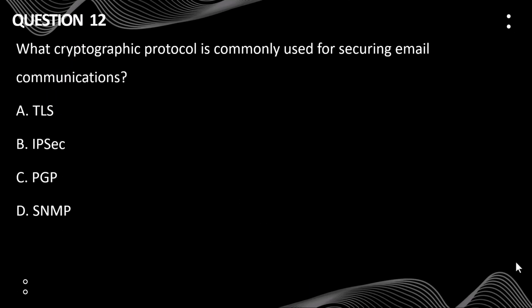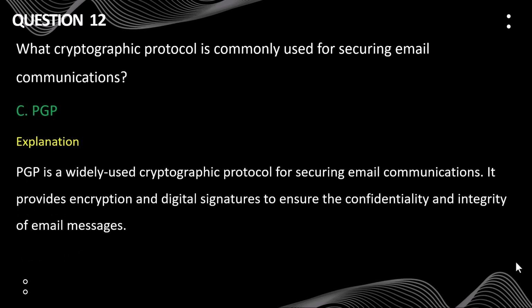Question 12. What cryptographic protocol is commonly used for securing email communications? A. TLS, B. IPsec, C. PGP, D. SNMP. The answer is option C. PGP is a widely used cryptographic protocol for securing email communications. This is because it provides encryption and digital signatures to ensure the confidentiality and integrity of email messages.